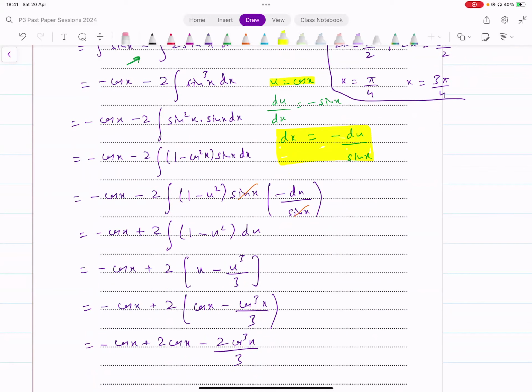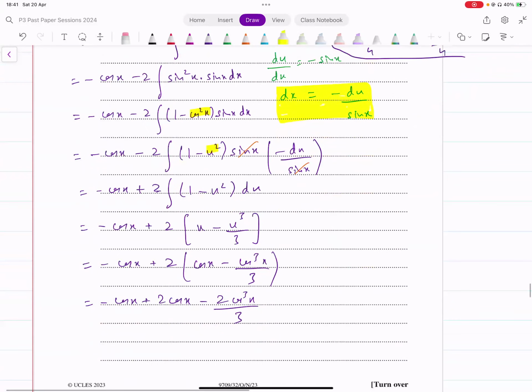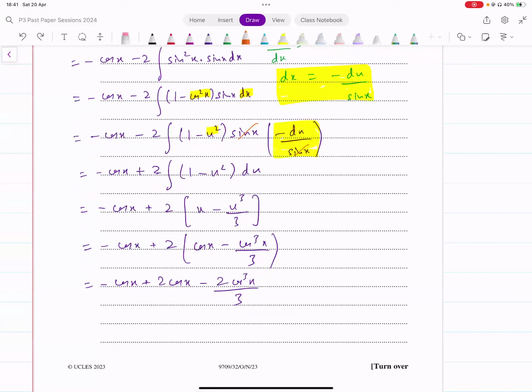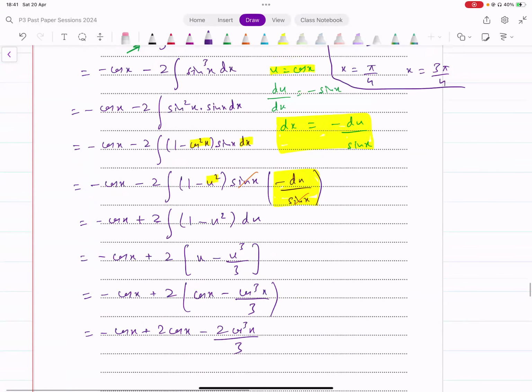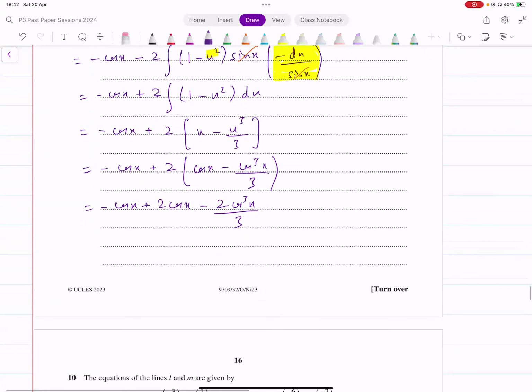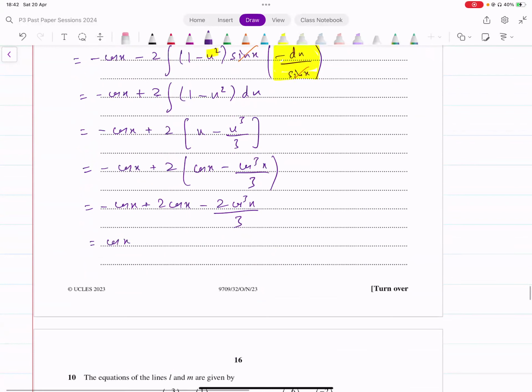I'm putting u squared in place of cos squared, and then we put minus du over sine x in place of dx. Sine x and sine x get cancelled, and then we simplify this further. I've multiplied this minus outside, so it becomes positive here. And we have plus 2 into the integration of 1 minus u squared. Integration of 1 minus u squared would be u minus u cube over 3. Put that substitution back, you get cos of x minus cos cube x divided by 3. And this is what we end up getting at the end: cos of x minus 2 cos cube x over 3.